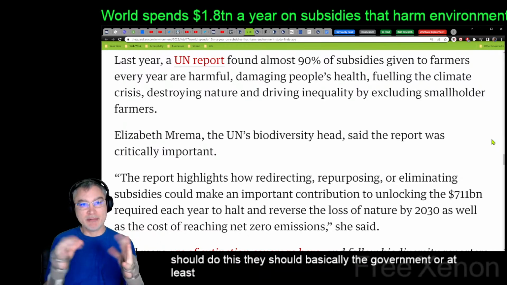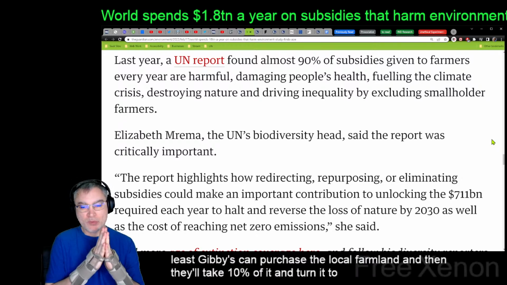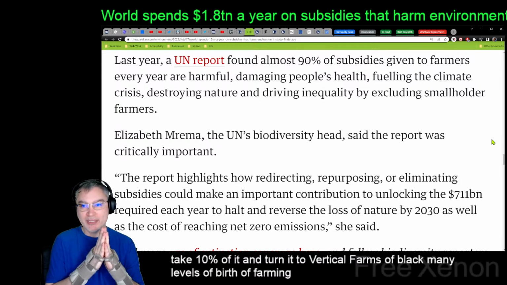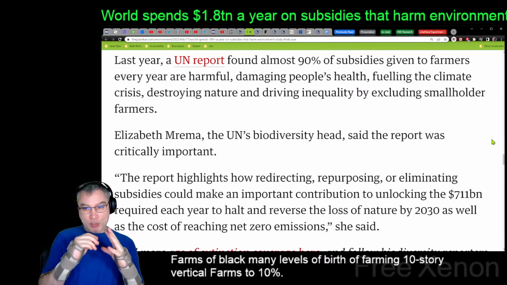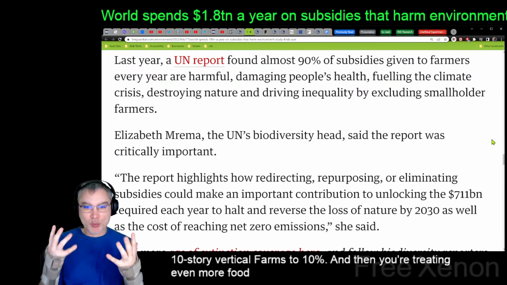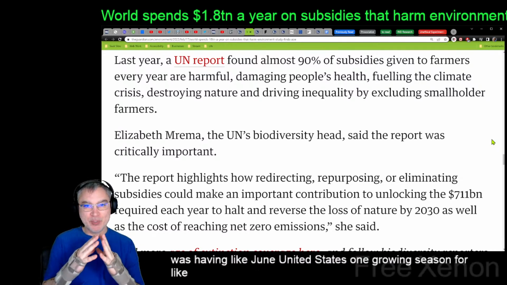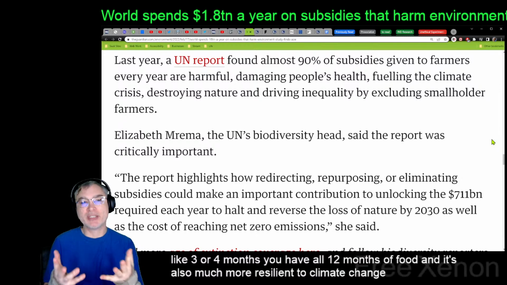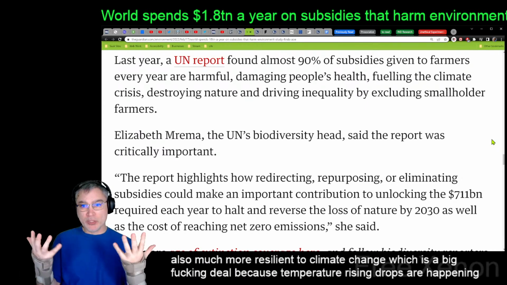The communities can purchase the local farmland, and then they take 10% of it and turn it into vertical farms, ten-story vertical farms with many levels. Take 10% of the land, turn it into multi-story vertical farms, and then you're creating even more food year-round. Instead of just having one growing season for 3 or 4 months here in the United States, you have all 12 months of food. It's also much more resilient to climate change, which is a big deal, because temperatures are rising, droughts are happening, and we're losing our food source.